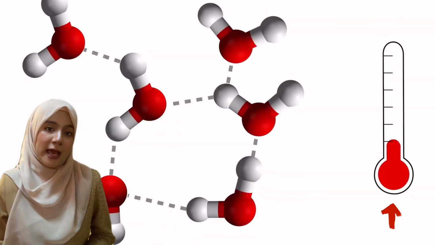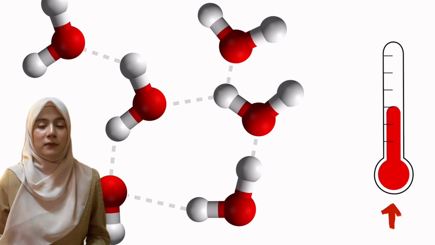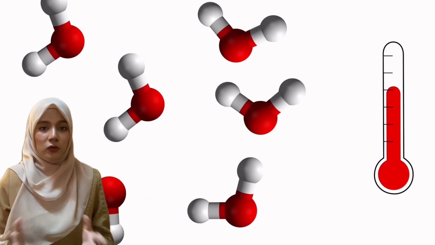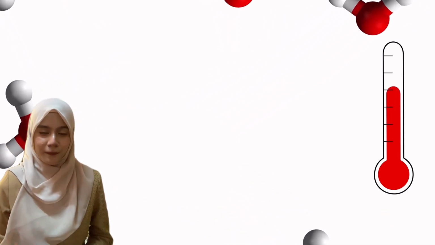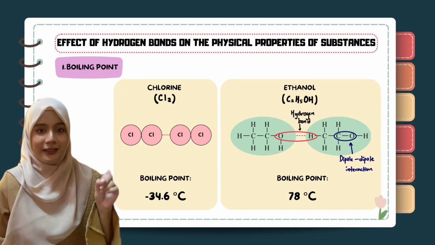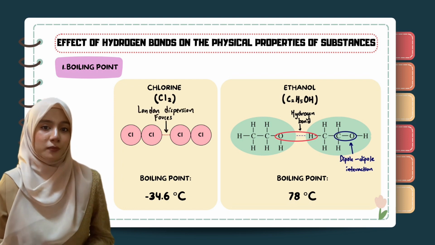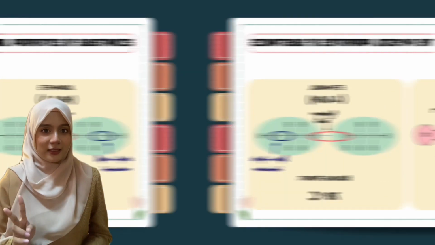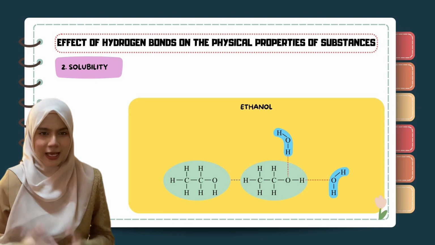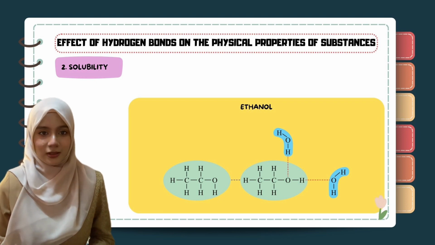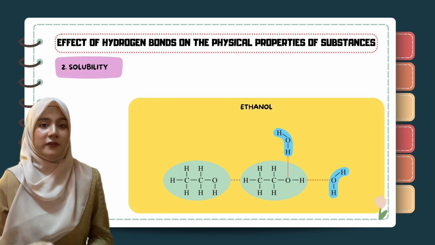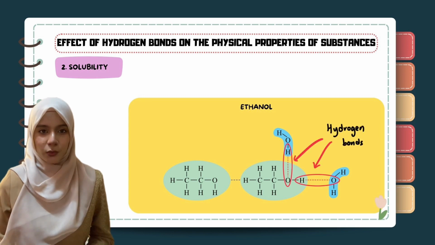So more heat energy is required to overcome the weak van der Waals forces and also to break the hydrogen bond. Due to this, the boiling point for ethanol is higher compared to chlorine because chlorine does not form hydrogen bond at all. Second, solubility. Ethanol is soluble in water. This is due to the formation of hydrogen bond between ethanol molecule and the water molecule.